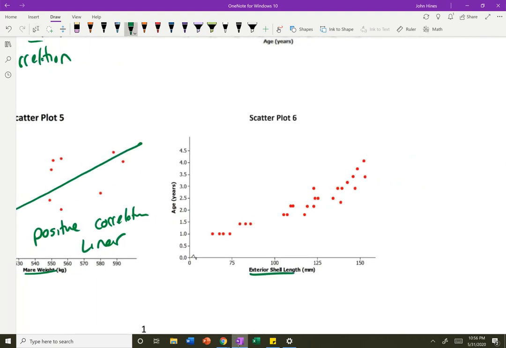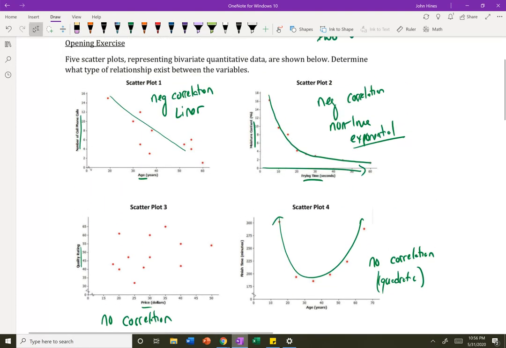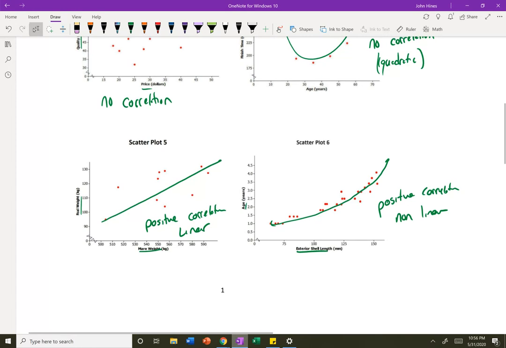Whereas here I have exterior shell length and age. It might look like a line would be good, but if we look at this data closely, I think a curve would be a much better shape. So this is positive. Why? Because it's increasing. There's a positive correlation again, but it's nonlinear. I'd probably use an exponential function again to model this data. So that's one way I can describe bivariate data, the relationship between two variables: by describing it as positive, negative, or no correlation.